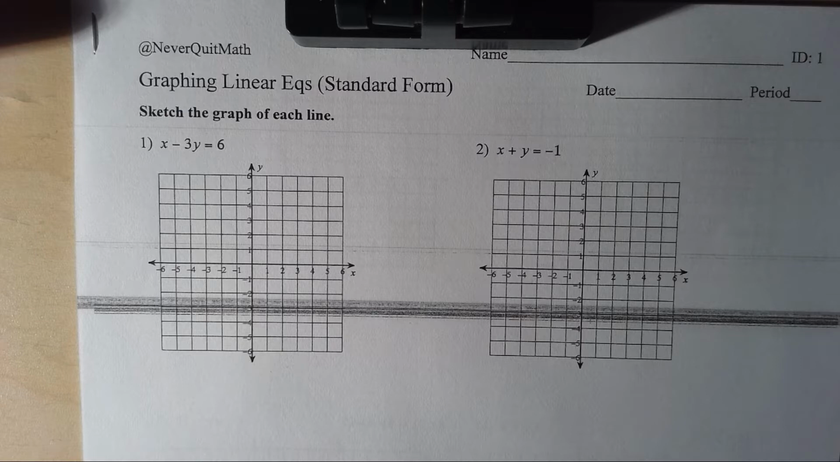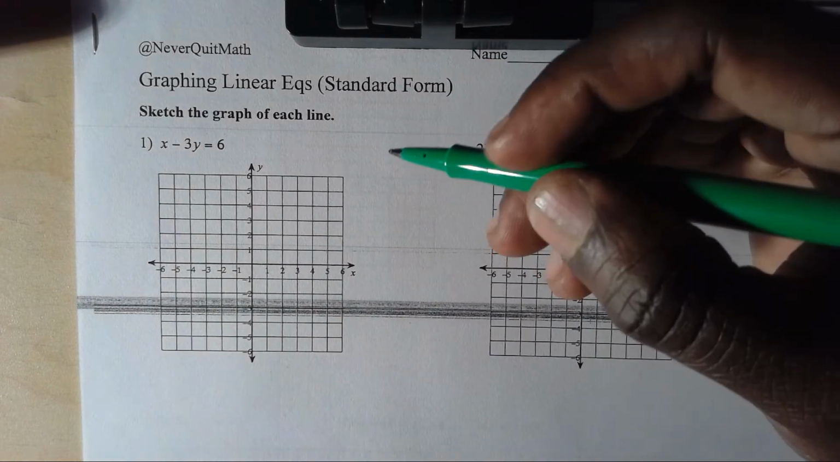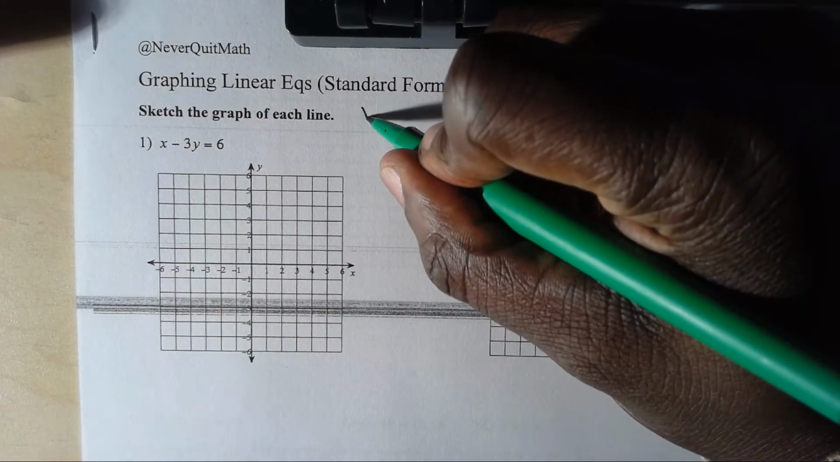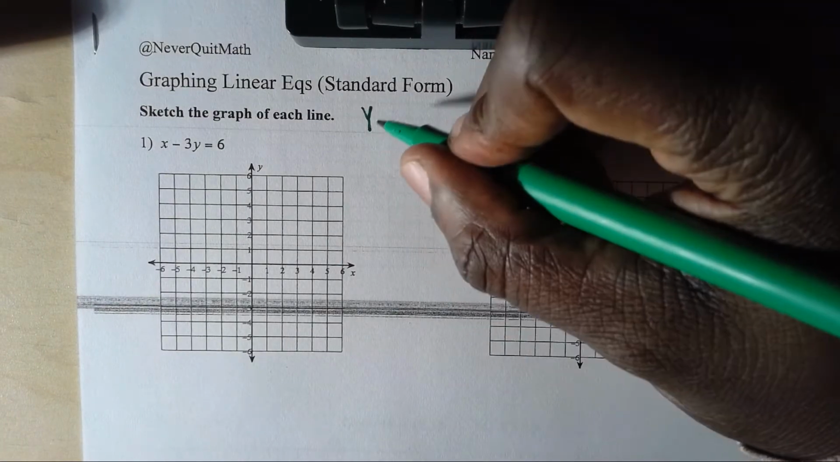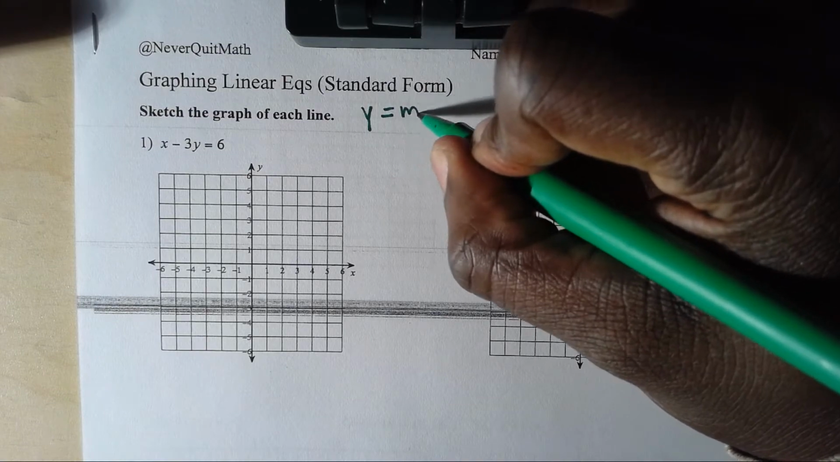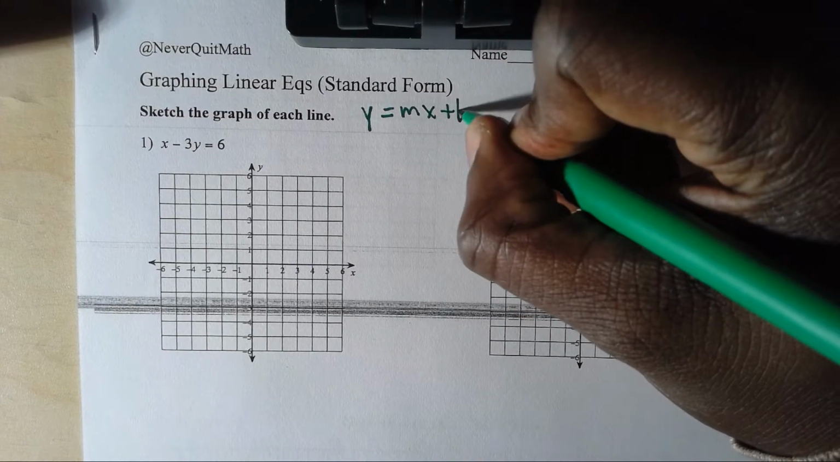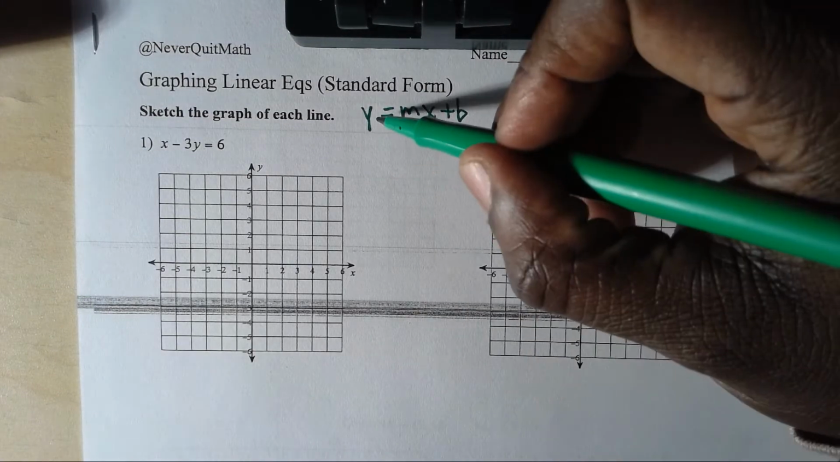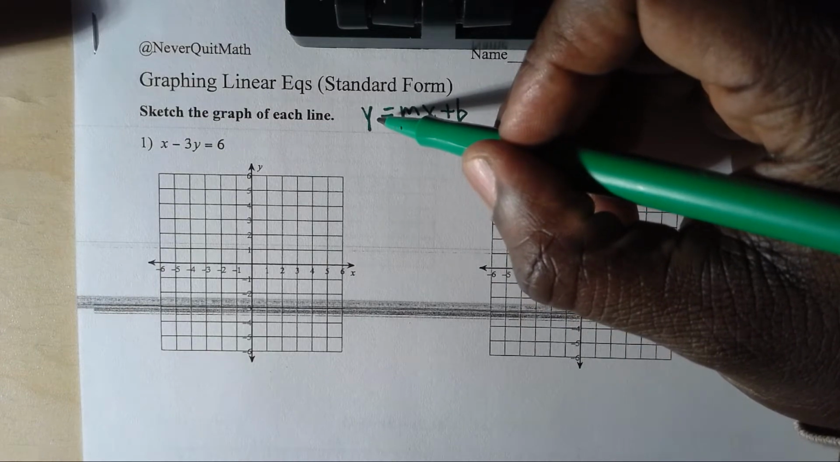of graphing linear equations in standard form. Now the first thing we want to do when graphing these lines is get it back into slope-intercept form. Just as a reminder, your line is in slope-intercept form when y is by itself. So we need something like y equals mx plus b, with the emphasis here being that y is by itself on one side of the equal sign.